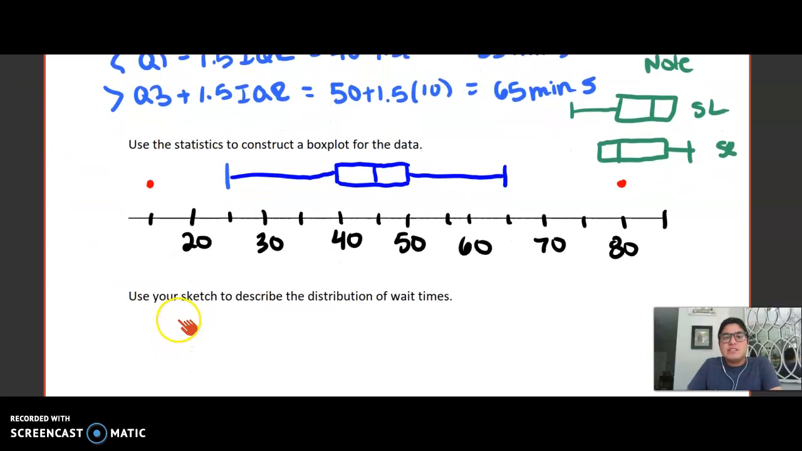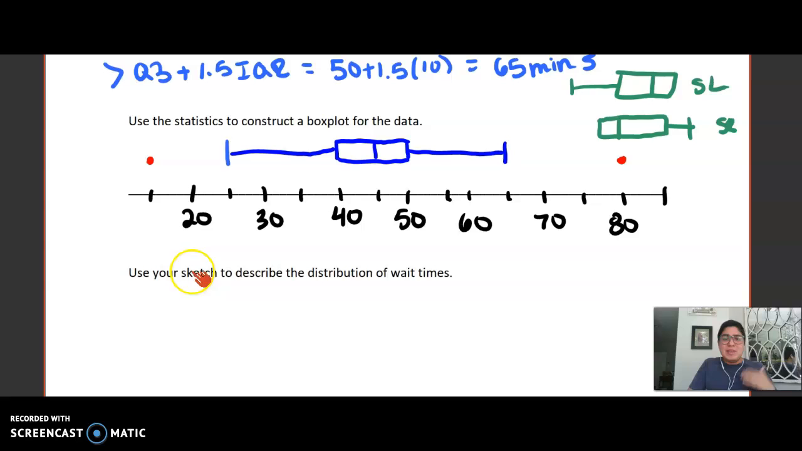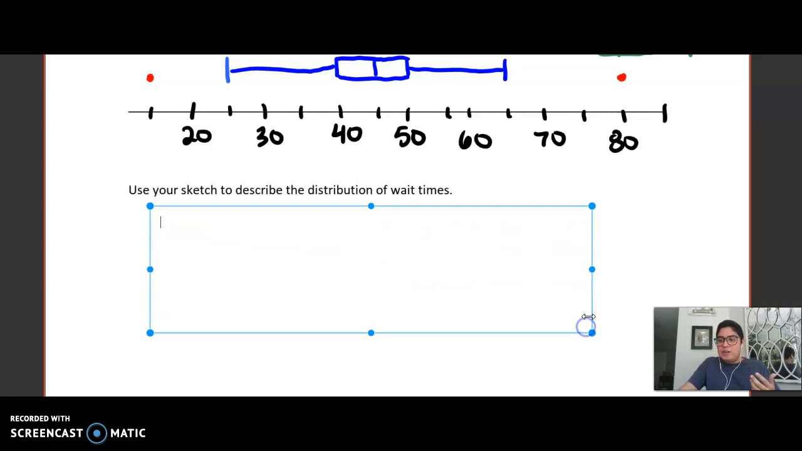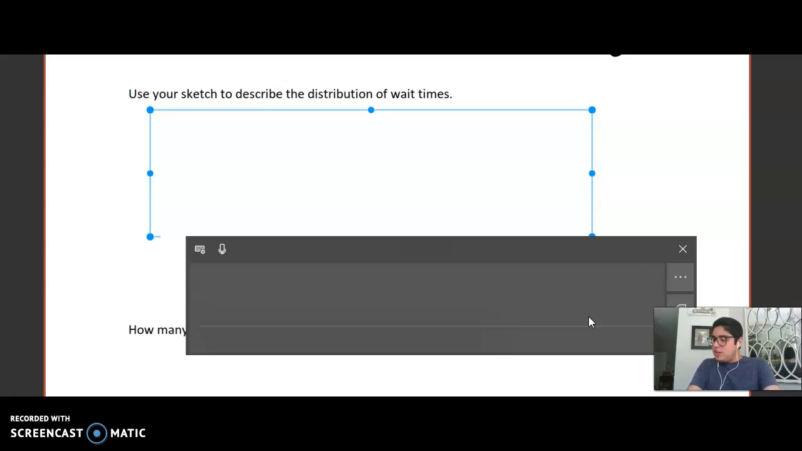Alrighty, so of course now it's time to describe the wait times. Well, we already have the median and the IQR, and we've addressed the shape, and now anything unusual. So you can see these problems become very intuitive after a while here. So let us check this out.